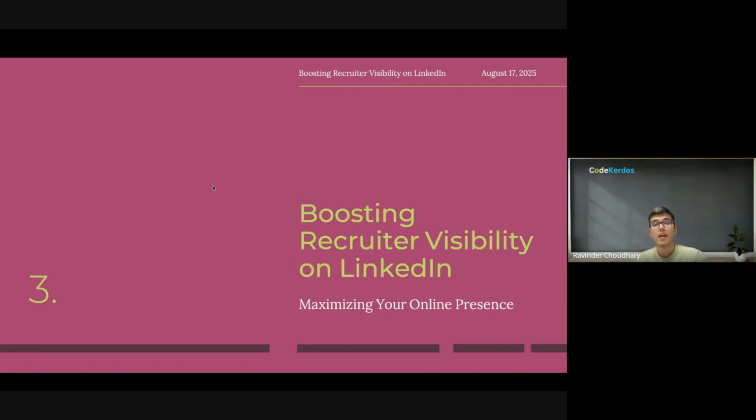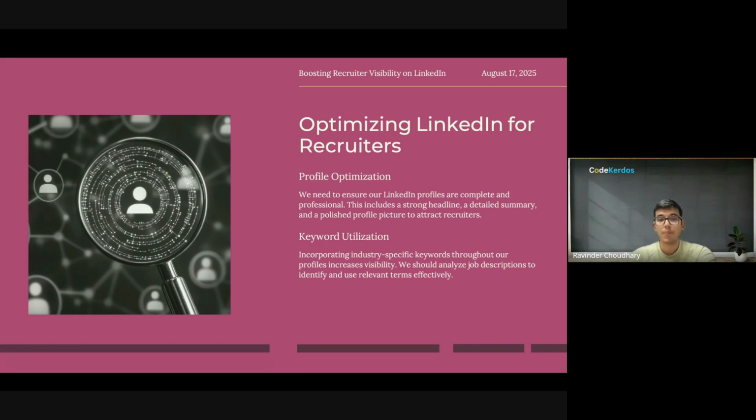Moving forward, now I'll talk about how exactly you can use LinkedIn as a tool to boost your visibility across recruiters and to land at least different options to interview. So optimizing LinkedIn for recruiters.